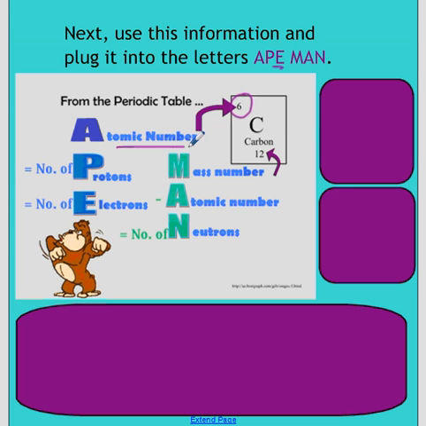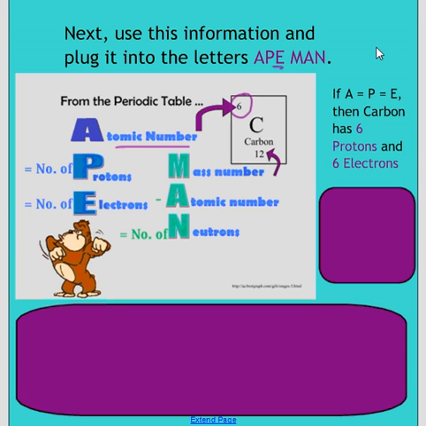And our atomic number, we know, is found right here. It's given to us on the periodic table, so we don't need to do anything to figure that out except look. So if we know that carbon's atomic number is 6, and A equals P equals E, then that means that carbon has 6 protons and 6 electrons, because all of those values have to be the same thing. So we've already found protons and electrons for carbon, simply by just looking at this number right here. That's all we had to do.